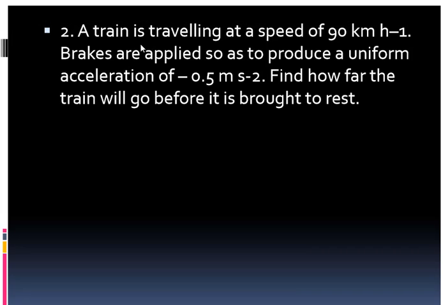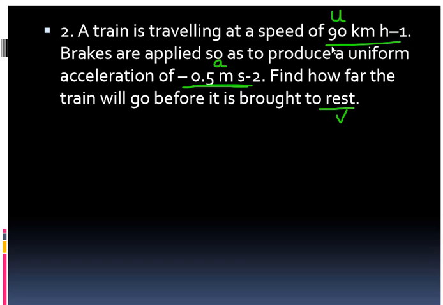Here in question number 2, a train is traveling at a speed of 90 km per hour. This is the initial velocity of the train. Brakes are applied so as to produce a uniform acceleration of -5 meter per second square. So here this is the acceleration. This is negative. Why? Because whenever brake is applied, the velocity of the body decreases. Find how far the train will go before it is brought to rest. This is the final velocity.